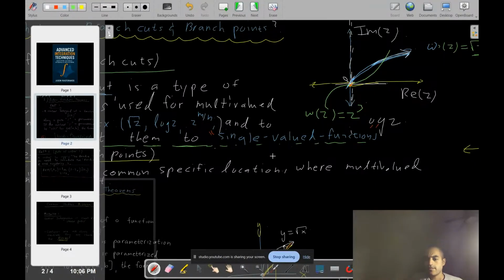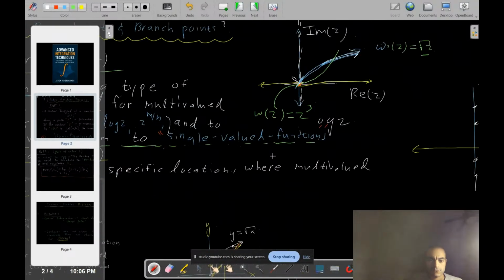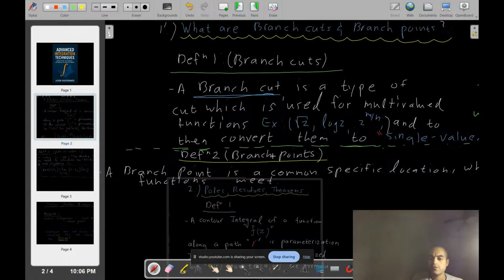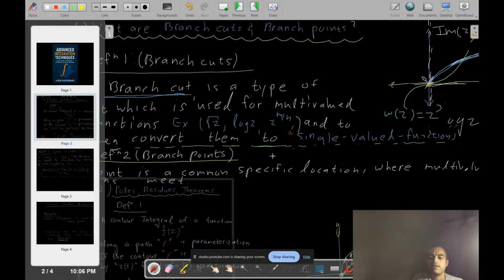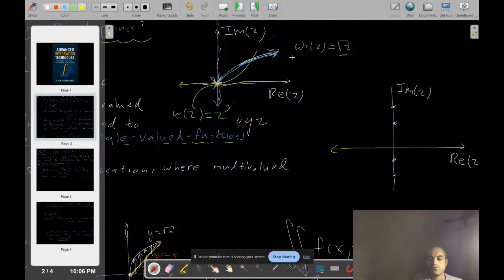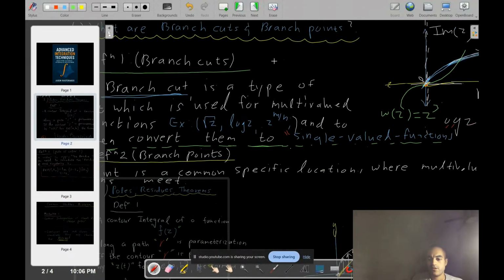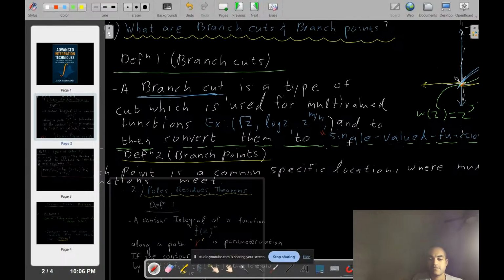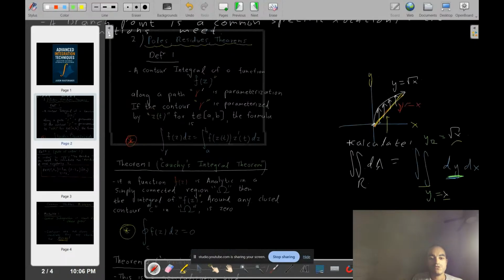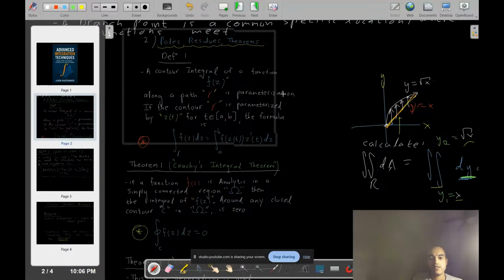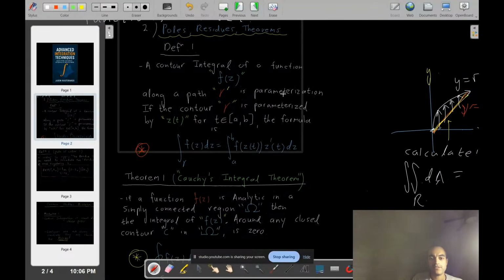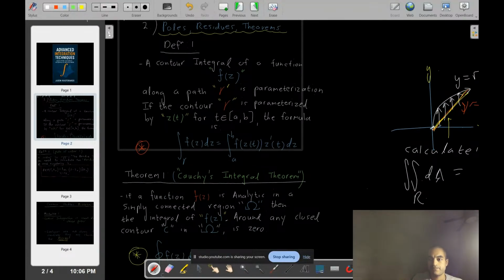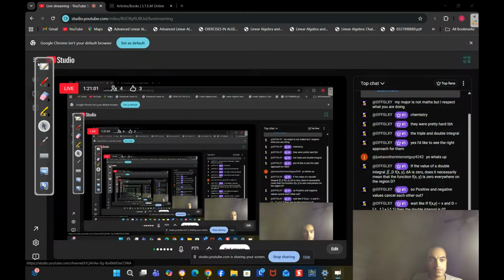Again, I talked about branch cuts: types of curves, multi-valued functions that are converted to single-valued functions, like W of Z equals root of Z. And a branch point is a specific common location where two branch cuts meet at a specific point. So we're going to use this knowledge to understand our definitions and theorems on contour integration. So let's get to it.